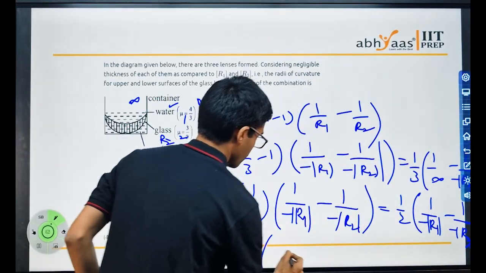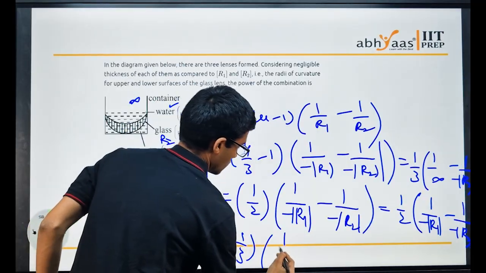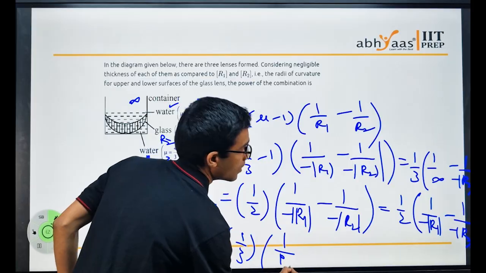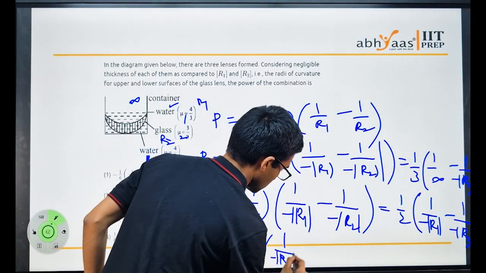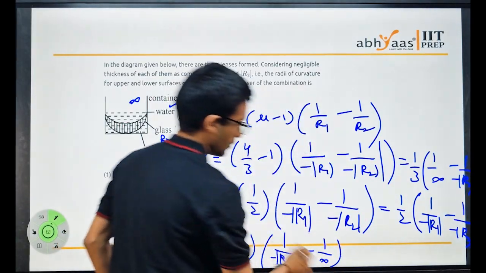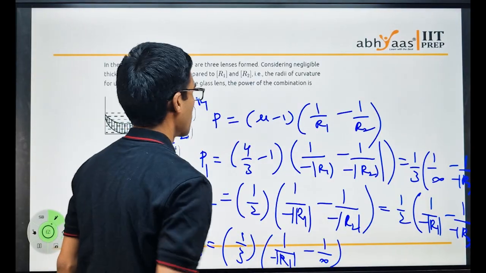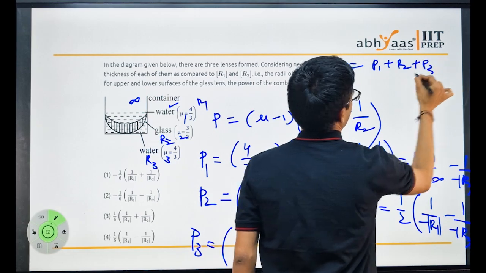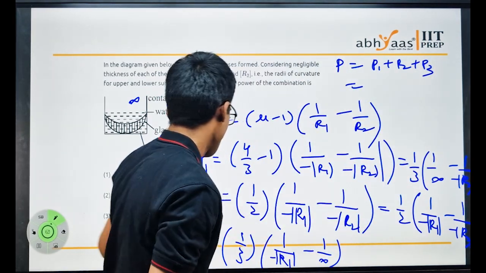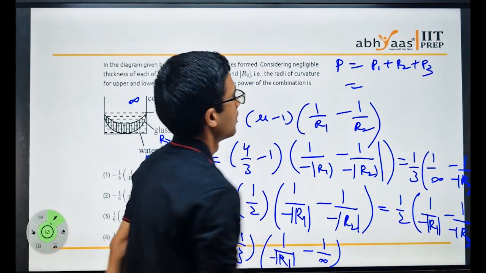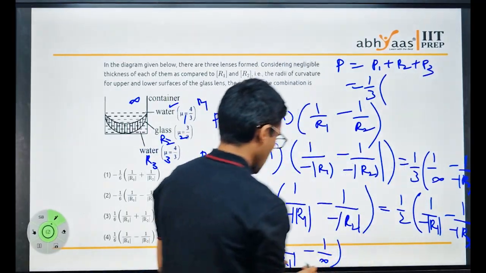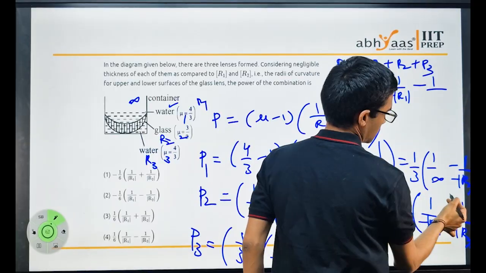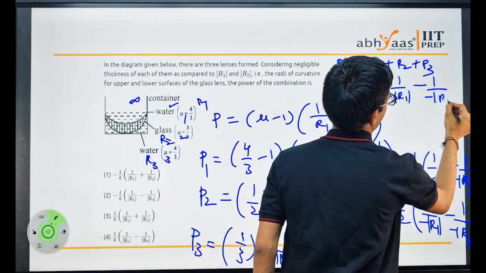Similarly, the third one: 1 by R1 minus 1 by infinity, outside. So 1 by infinity is 0. So the power of the combination is P equals P1 plus P2 plus P3. Here, if you add P1 and P3, because 1 by 3 is there, 1 by 3 into 1 by R1 minus R2.